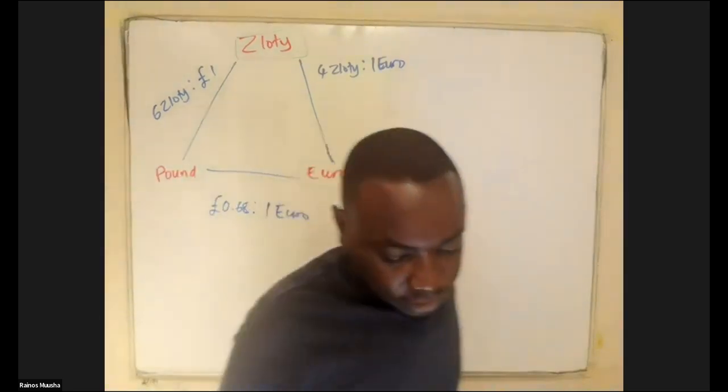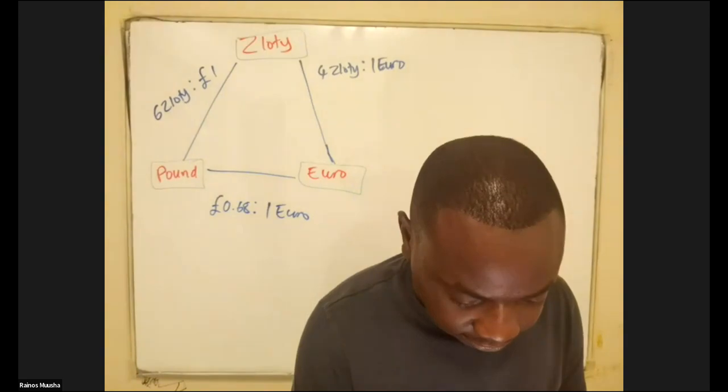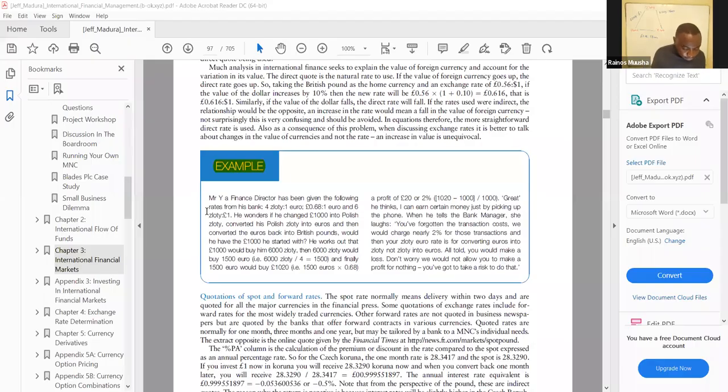So based on this, if you check on the question, they tell us that he wonders if we changed 1,000 British pounds into Polish zloty. So if he changes 1,000 units of the British pound into the Polish zloty, which means the movement in the arrow is straight moving there, and then converted this Polish zloty to euros. So you're moving there to the euro, and then converted the euros back to the British pound, which is this triangle direction. Would he have the 1,000 pounds he started with? So he works out exactly how much he's going to end up having.